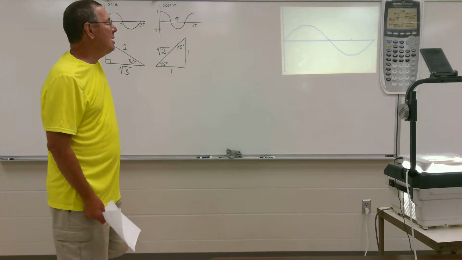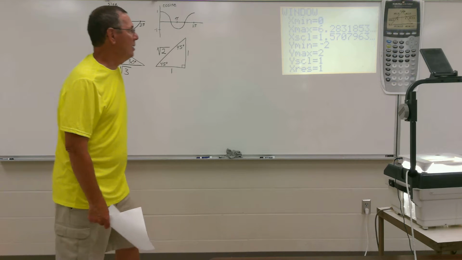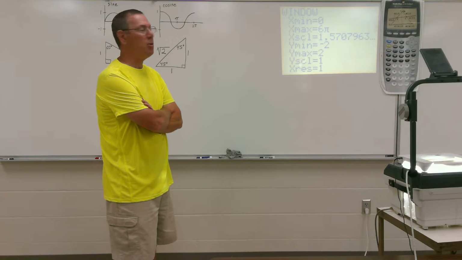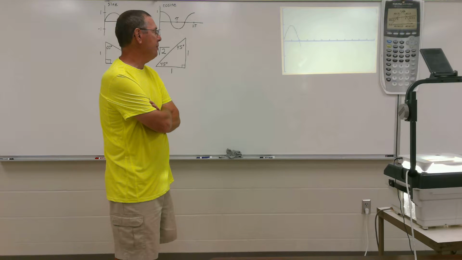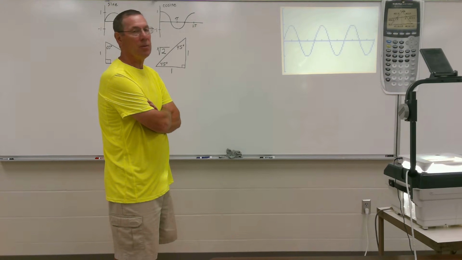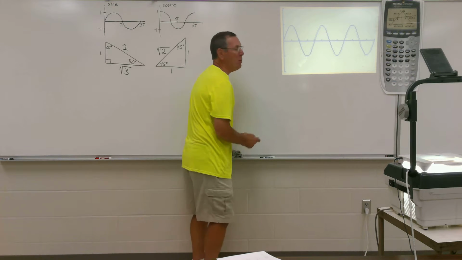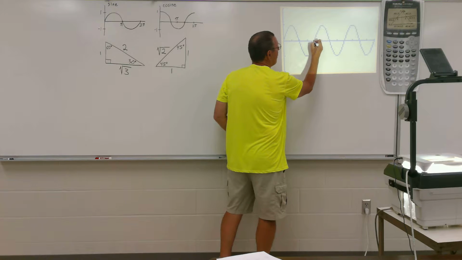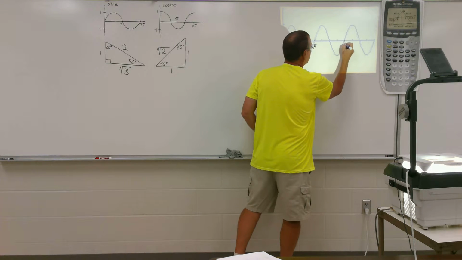Okay, Jessica, let's change our window once. Go window, and go 0 to 6 pi. Last time we were 0 to 2 pi. Everything else is going to stay the same. And graph. Well, what do you know? I want to show you what happened here. If we went out to 6 pi, right here would be 2 pi. Right to here would be 4 pi.